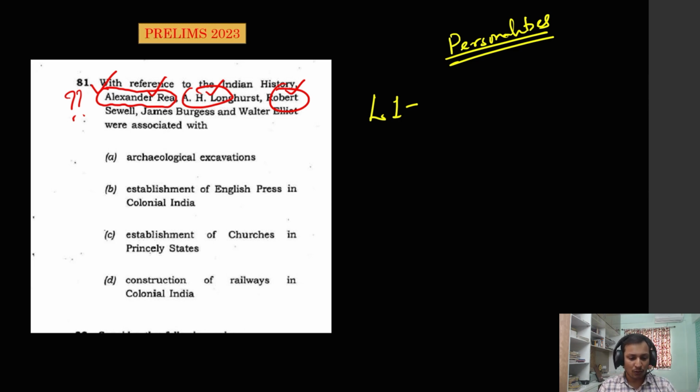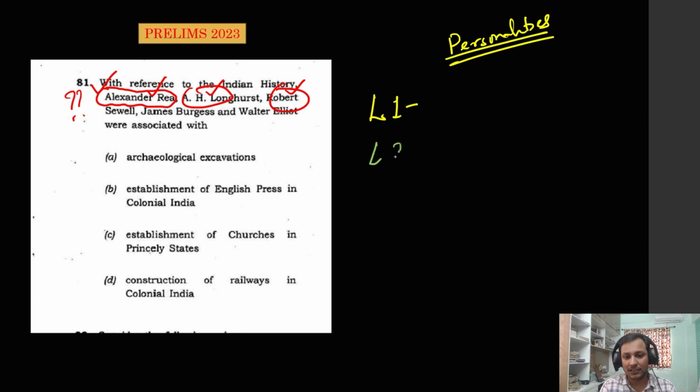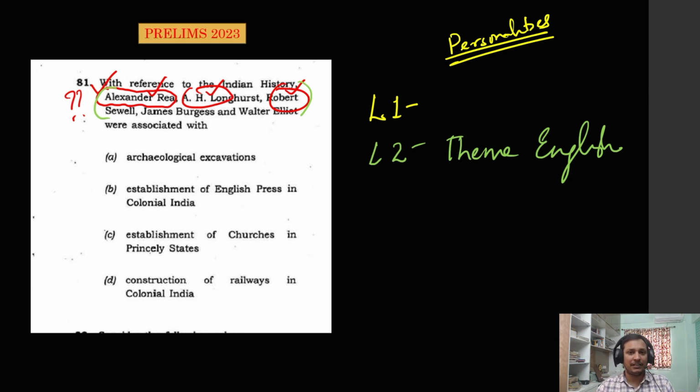So what we have to do is layer 2 study. Layer 2 study means what? Layer 2 study is that when I read the NCERTs, whenever such kind of British names come together, Englishmen coming together, and if they are associated with some theme, then that is very important.